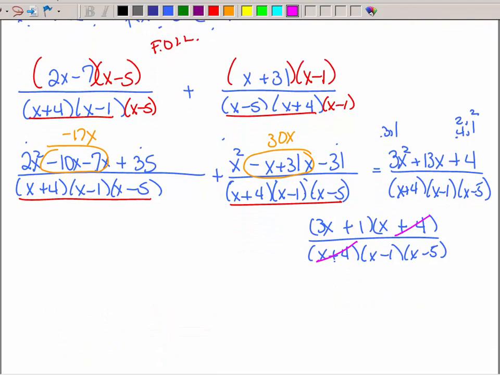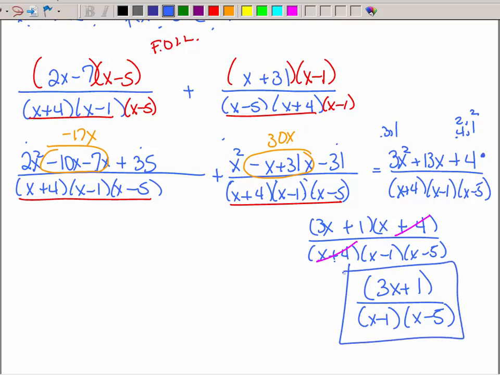So let's write out my final answer. What do I have? 3x plus 1, and again, I'm just going to put it in parentheses to be safe, over x minus 1 times x minus 5. So here's a real good example where I didn't know if I could stop or not. I had to go ahead and try to factor that, and sure enough, it had a common factor, and that's my final answer.